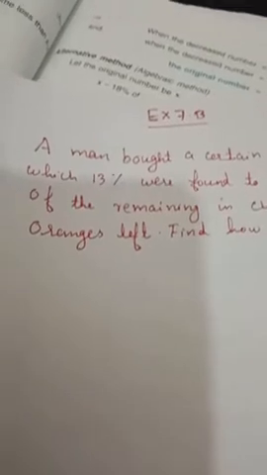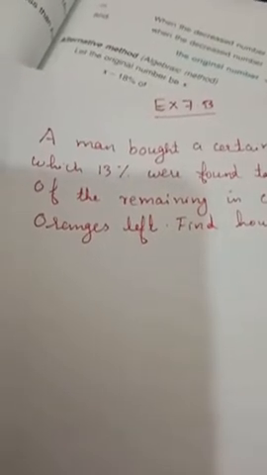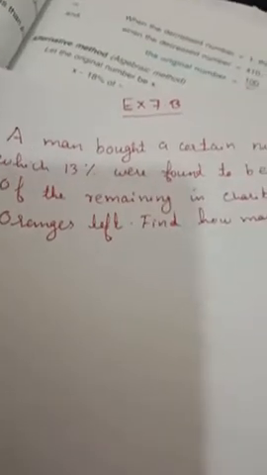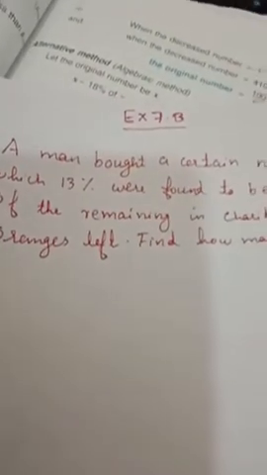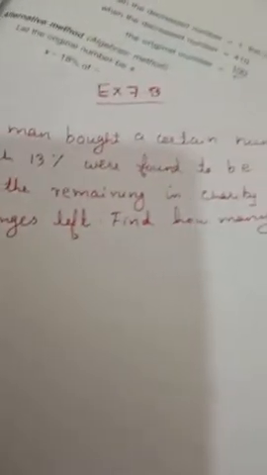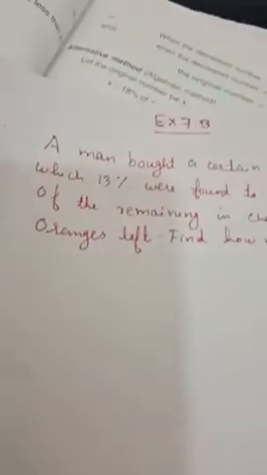Okay. So listen carefully, then only you can understand this one. A man bought a certain number of oranges, out of which 13% were found to be rotten. He gave 75% of the remaining in charity, and still he has 522 oranges left. Find how many had he bought at first.